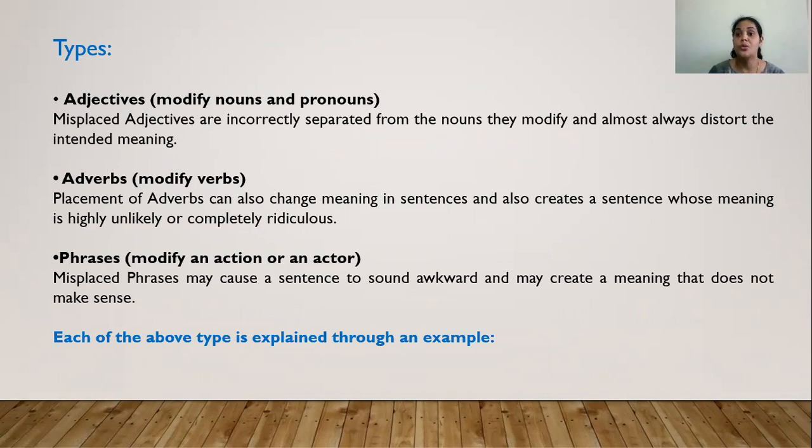There are different types of modifiers. You have adjectives, you have adverbs and phrases. We all know what adjectives are. They qualify a noun, and also a pronoun. So how are these adjectives misplaced? How are they wrongly placed somewhere so that the sentence quickly changes? It gives the wrong context. In the same way, adverbs. Adverbs not only qualify verbs but also adverbs themselves. Now, how the placement of adverbs also changes the meaning of a particular sentence. The same way with misplaced phrases. Now quickly I'll show examples under each particular type.